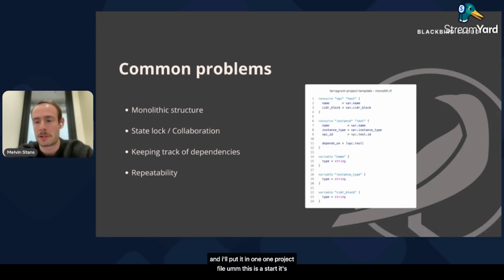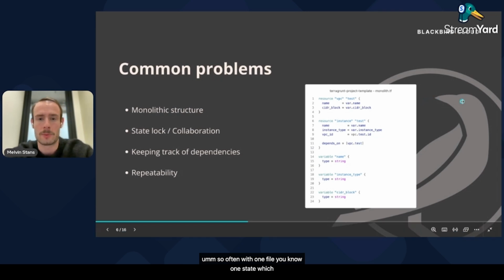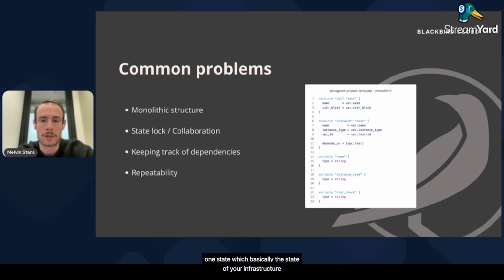At the start it's quick, nice and easy, but once your project grows, it becomes harder to maintain as well. Often with one file, you have one state, which is basically the state of your infrastructure. Having one state makes it difficult to collaborate together, because the state gets locked when you try to apply changes. Also, keeping track of the dependencies of your resources. You see here on line 11, you have depends_on. So you depend on the previous resource.